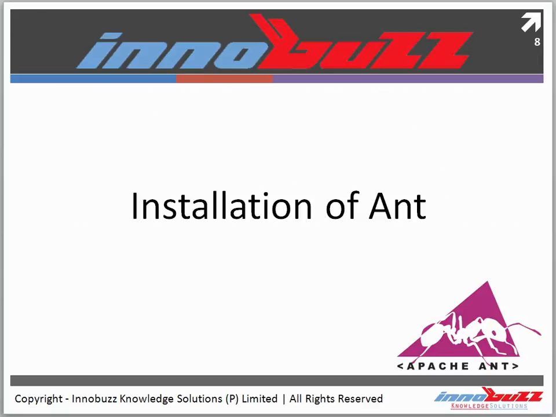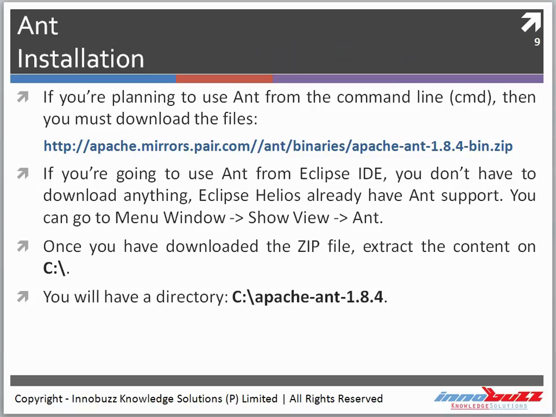Installation of Ant. To use Ant, we have two scenarios. One is to use Ant from the command line, and the other is using Ant from Eclipse. Let's see the first option. First, you have to download the file proposed on the slide. Once you have downloaded the zip file, extract the content on your C drive. After that, you will see a new folder called Apache Ant 1.8.4.